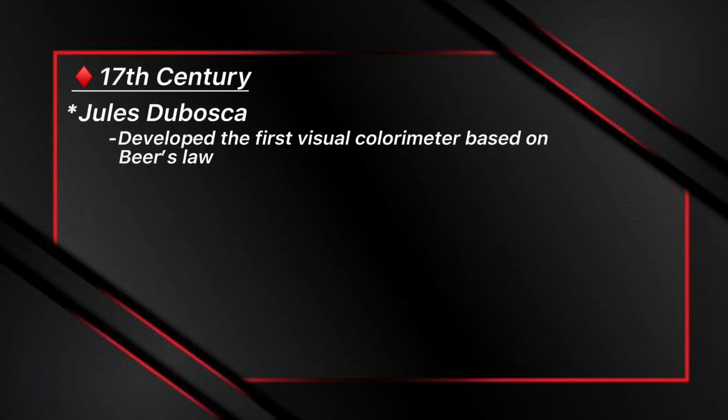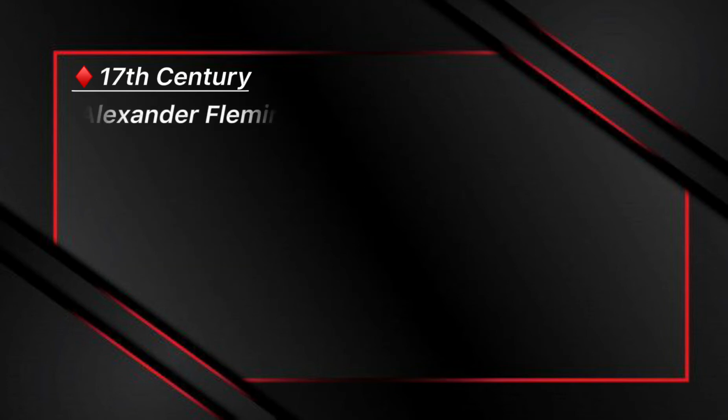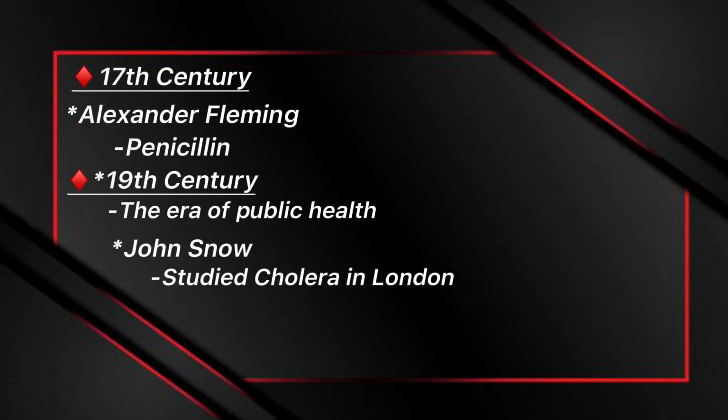Jules Duboscq developed the first visual colorimeter based on Beer's law. Louis Pasteur, the pasteurization. Robert Koch, TB and cholera. Alexander Fleming, penicillin. The era of public health is in the 19th century. John Snow studied cholera in London.